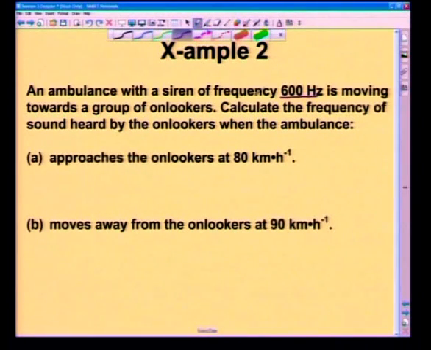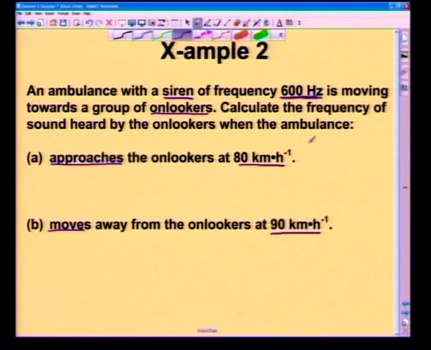Right, let's go to the next example. Example 2 talks about an ambulance moving with a siren on, and the frequency is 600 hertz. It's moving towards a group of onlookers. Calculate the frequency of the sound heard by the onlookers when the ambulance approaches and when it moves away. We're given different velocities for when it approaches the onlookers and when it moves away from them.